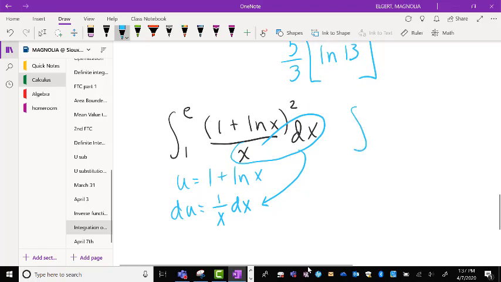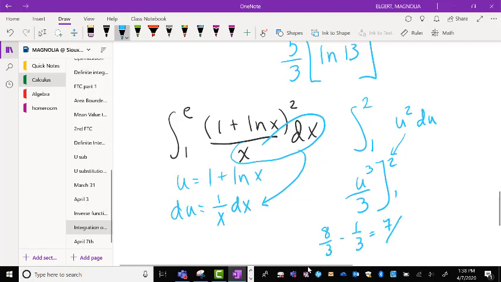I'm going to have u squared du. I need to change my a and b. So if I put 1 in there, 1 plus the natural log of 1 is just 1. And if I put e in there, 1 plus the natural log of e, and you can use your calculator to do this, that comes out to just 2. And then I'm going to integrate. That would be u cubed over 3 from 1 to 2. So it's 8/3 minus 1/3, which is 7/3.